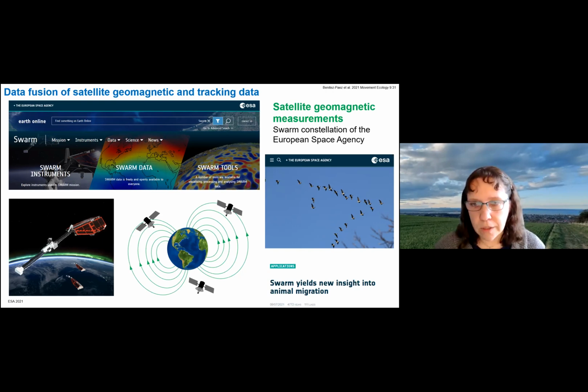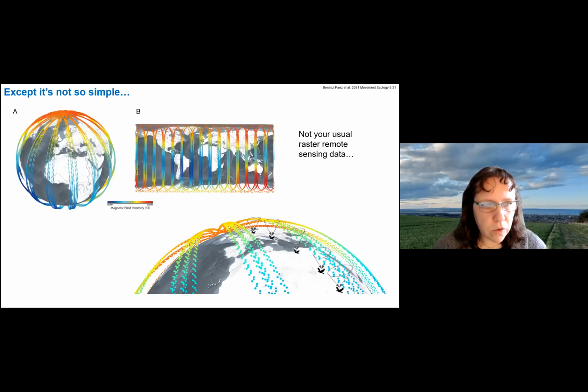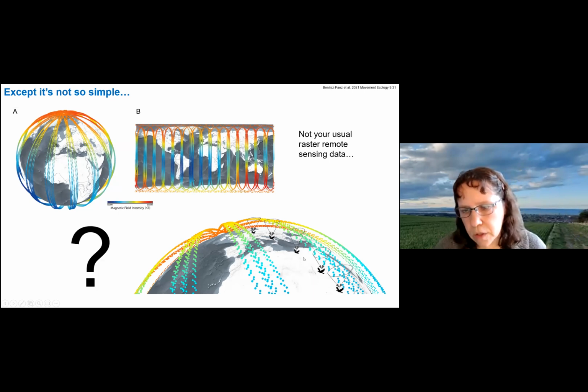Except, again, it's not simple, because these satellites are not really remote sensing satellites in the traditional understanding of what a remote sensing satellite is, because those are normally satellites that take pictures of the surface of the Earth, right? So you would get raster remote sensing data, either optical or radar or whatever, you would have an image. But these ones don't do that. These ones just fly around and measure the magnetic field wherever they are. So that means that we have this problem that we need to take our tracking data, which is a set of points on the surface of the Earth, and then find point data at the satellite level. So they are at about 400 or 500 kilometers up, and then somehow link them together. So it's a complicated 3D data fusion.